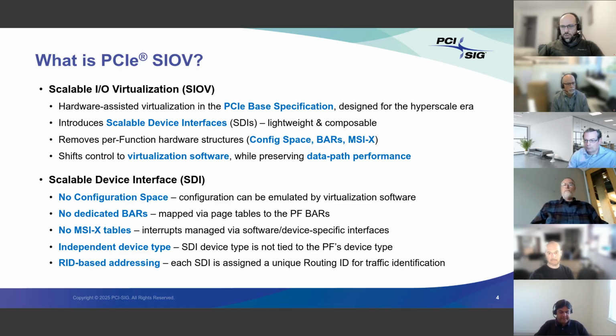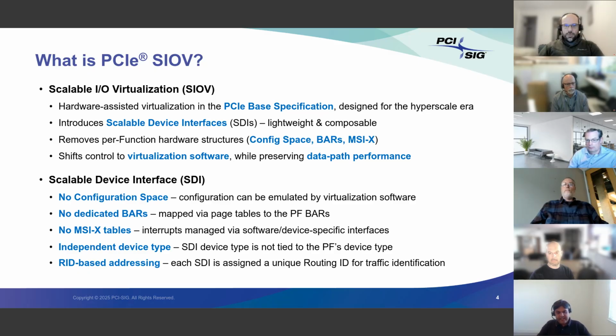And finally, we want to leverage the current interconnect abilities and also TA functionality. So we continue to use routing IDs for identifying the traffic from the SDI, whether it's DMA traffic or interrupt traffic. So we leverage that for Scalable IOV.